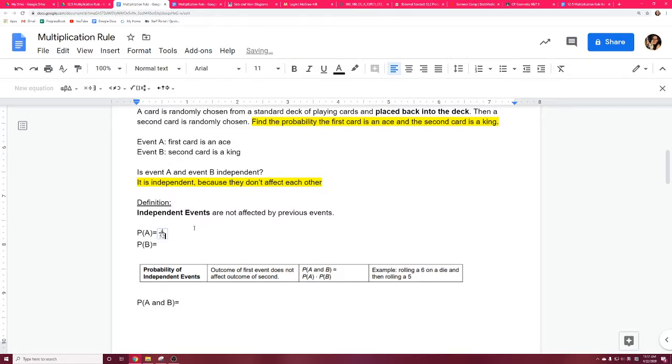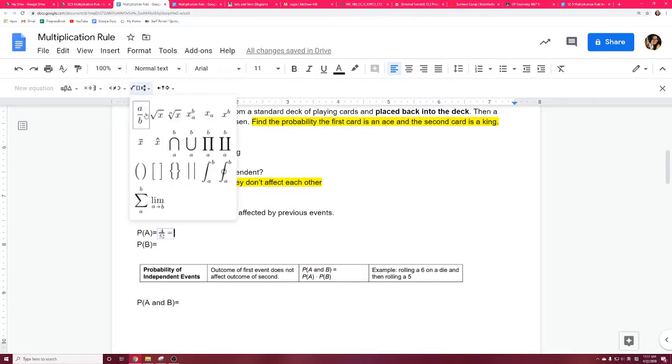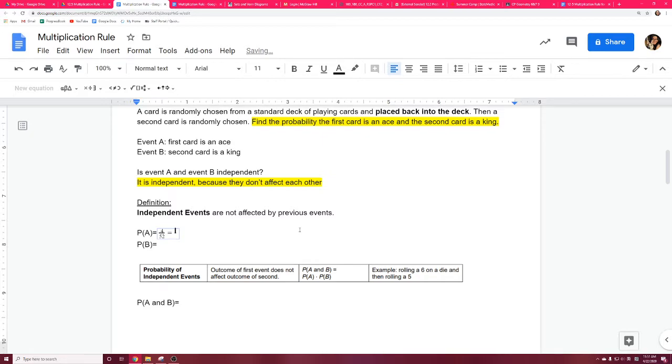Okay, 52 on the bottom. Again, on the top is what you want to happen. On the bottom is how many possible ways it can happen. If you reduce it, dividing by 13 on the top and bottom, you will have 1 over 4. So this is your answer, 1 over 4.